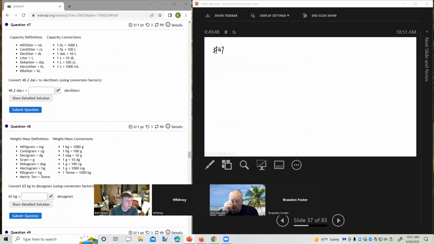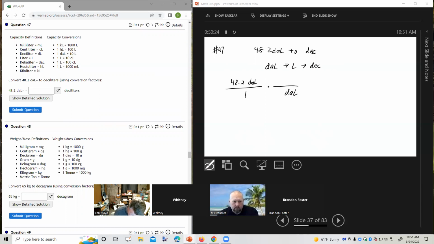Convert 48.2 deciliters to deciliters, using unit conversion factors. 48.2 deciliters to deciliters. All right. So recall, we're going to go to the main unit, and then from the main unit where we want to go. So we're going to go from deciliters to liters and liters to deciliters. So 48.2 deciliters, deciliters to liters, and then liters to deciliters.